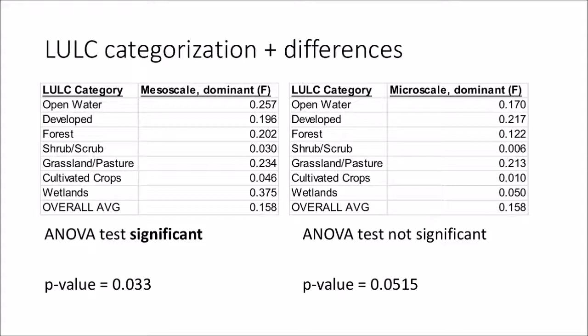So here are just the basic numbers on the land use land cover categorizations and difference between methods. And at the meso scale, we saw a significant difference for the difference between methods between all the different land use land cover categorizations, and just below significance at the micro scale, but clearly land use land cover playing a role here. And for example, some types of land use land cover, you see a much larger difference between methods. So developed land and water being close by, being the 2 biggest, and then other land use land cover types, very minimal difference between methods. For example, shrub and scrub land and cropland nearby.